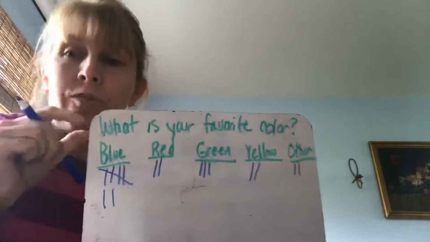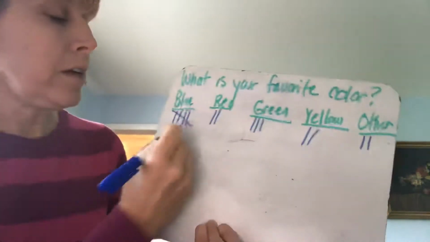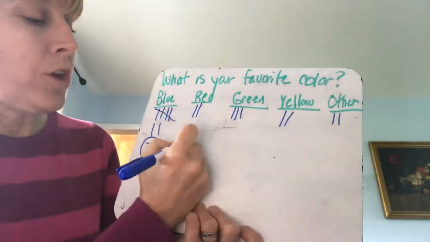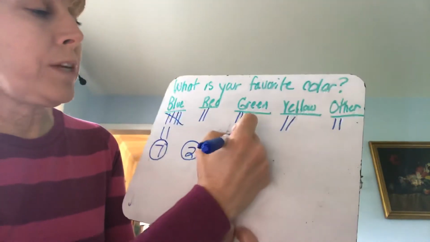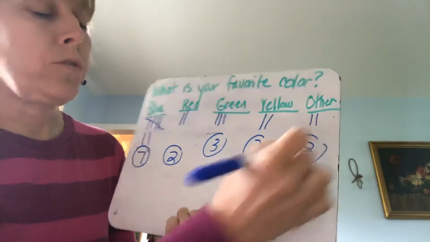So I took a survey by asking a question. I used tally marks to collect the data. So blue has a total of 7, red has a total of 2, green has a total of 3, yellow has a total of 2, and other has a total of 2.